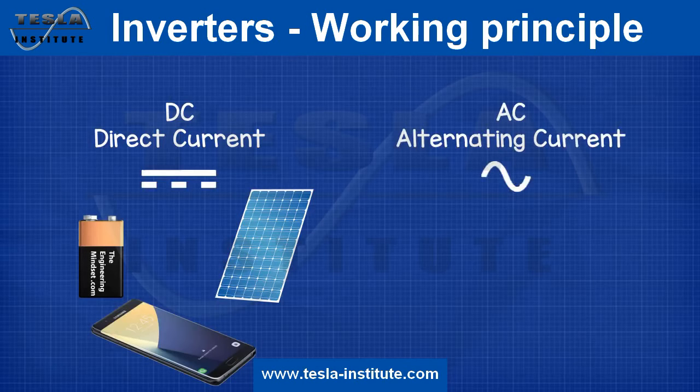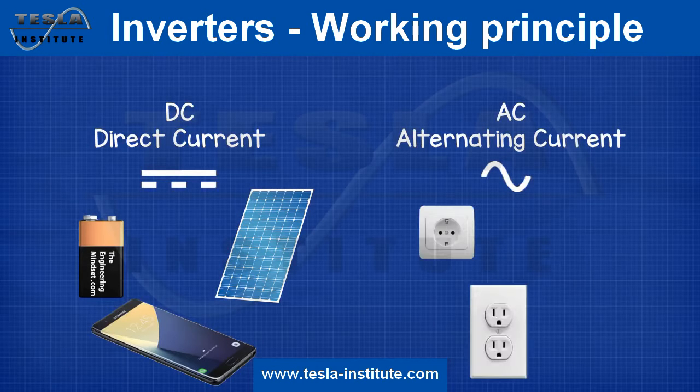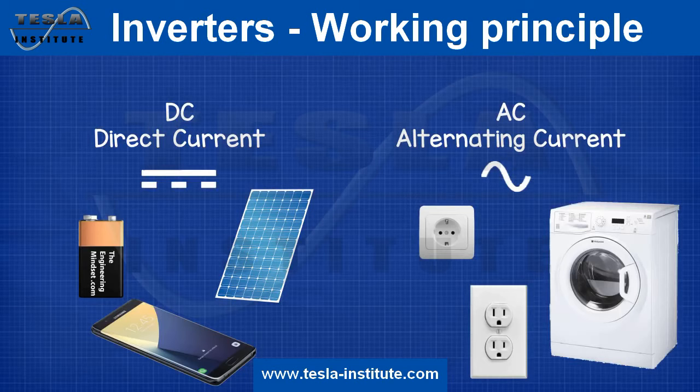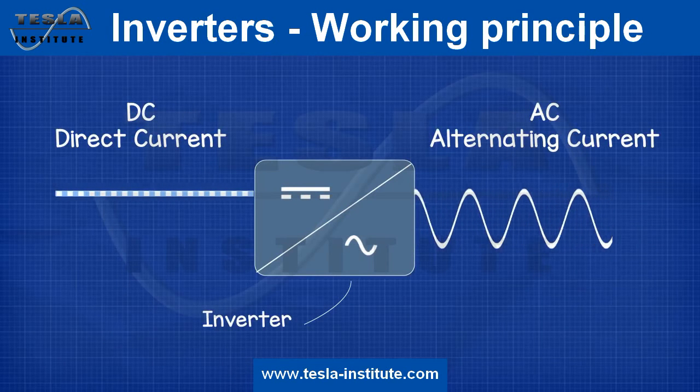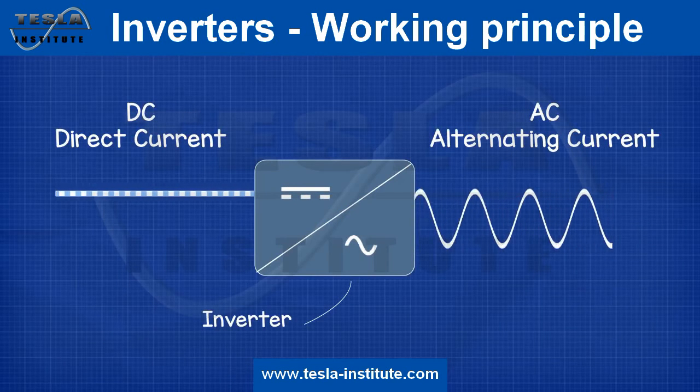The other type of power is alternating current, or AC. Now this is supplied from the power sockets in your homes, and this will typically be used to power larger appliances. Both of these types of power have their uses and limitations, so we'll often need to convert between the two to maximize their use. An inverter is a device which is used to convert between direct current DC and alternating current AC.